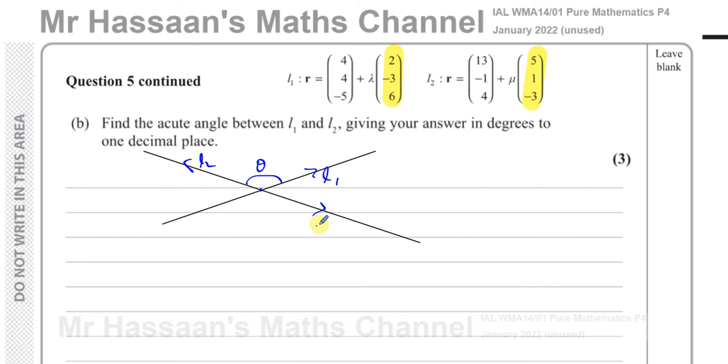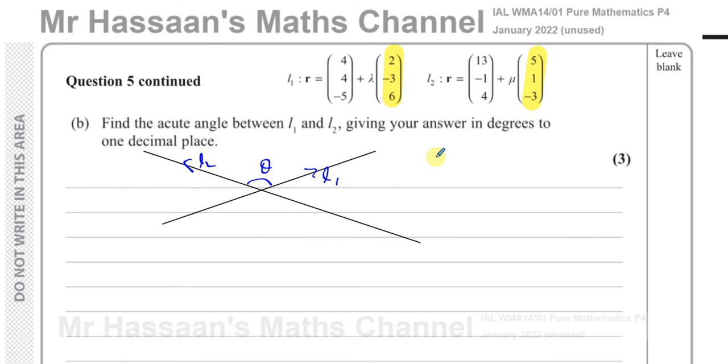It could be that line 1 is going like this and line 2 is going like this. This could be theta, this could be theta. We don't know until we calculate it. So let's just say we have this as theta. We'll find out when we work out the angle. So theta is the angle when they're placed tail to tail.